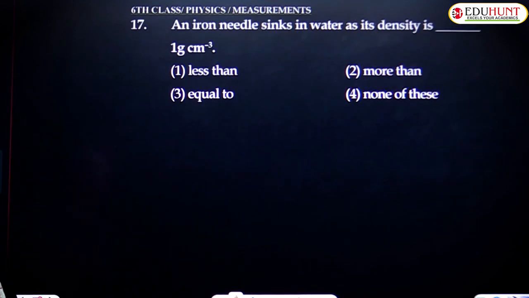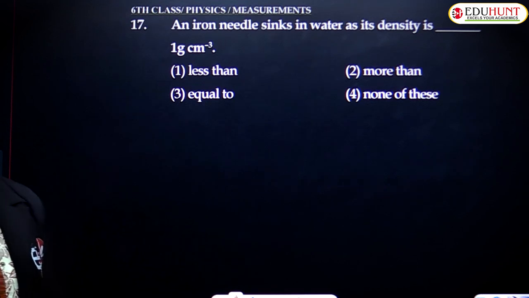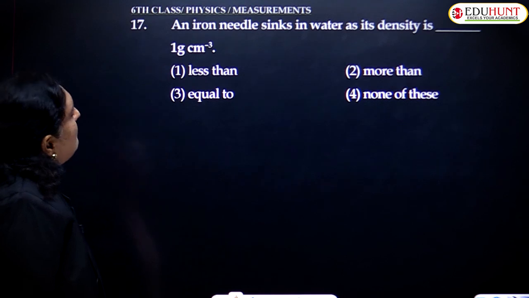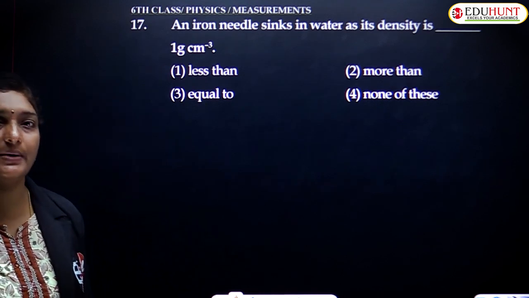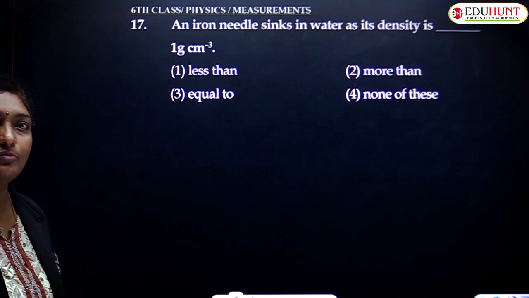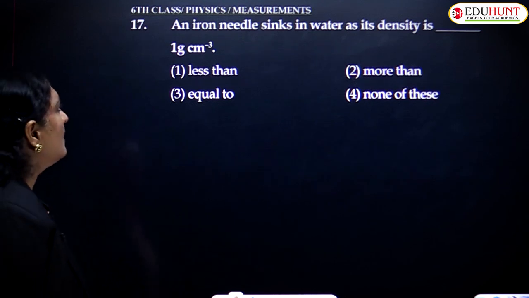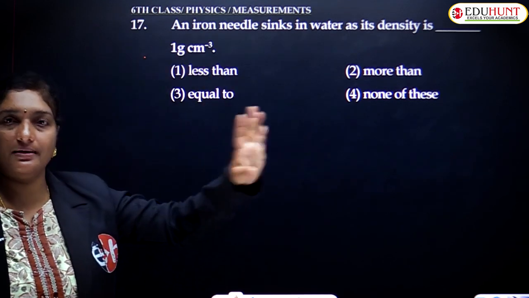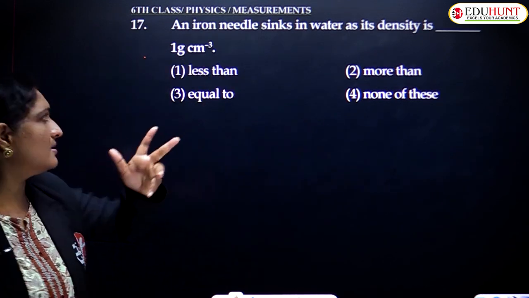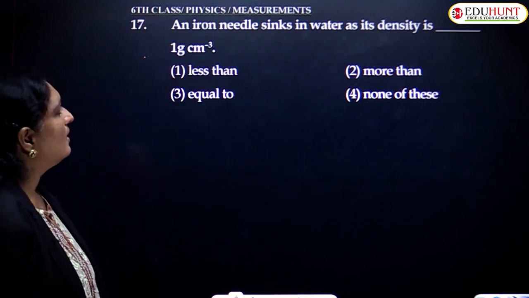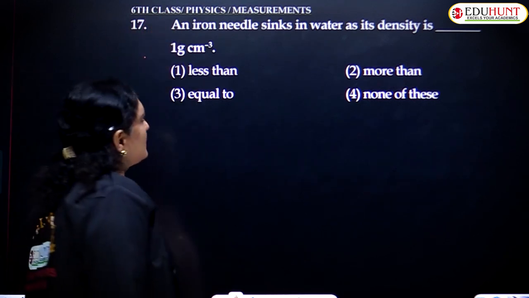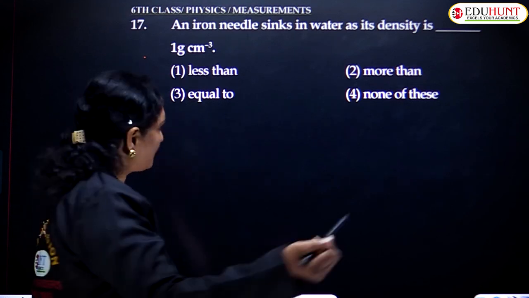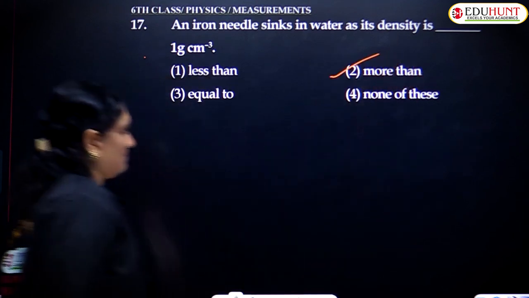Next, an iron needle sinks in water because the density of iron is more than the density of water. So what is the answer? But what is the density of water? 1 gram per centimeter cube. So density of iron would be more than 1 gram per centimeter cube. Children, even though 4 degrees Celsius is not mentioned here, you can estimate it. You can consider the density of water at 4 degrees Celsius. So the iron needle sinks in water because its density is more than the density of water, that is, 1 gram per centimeter cube. So the answer is the second option.